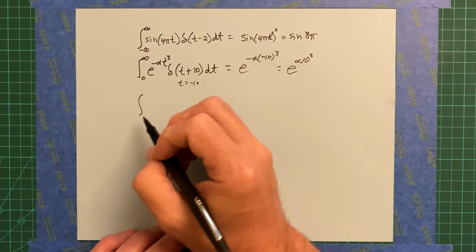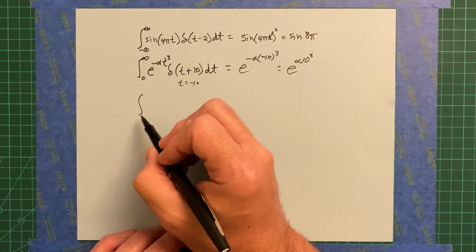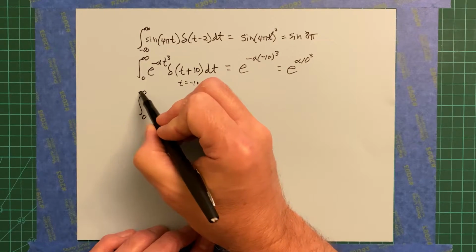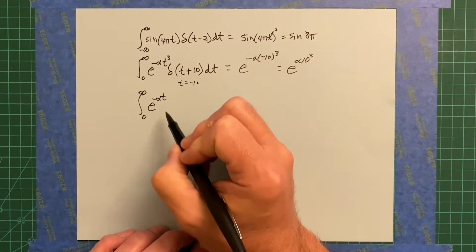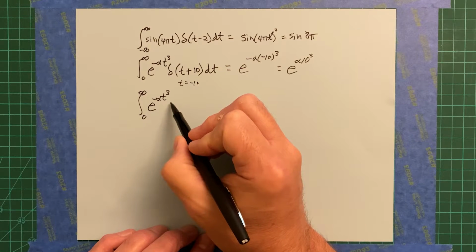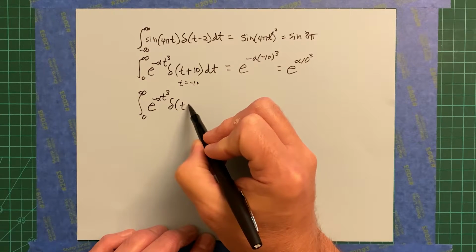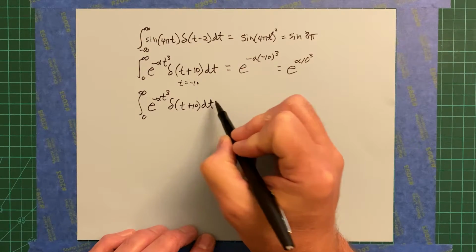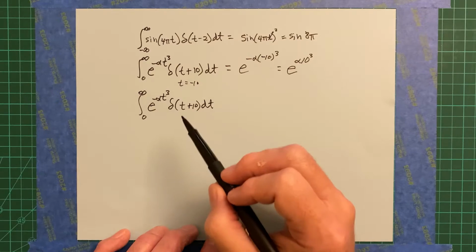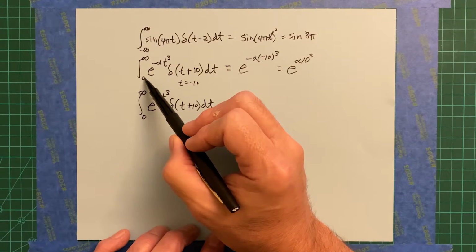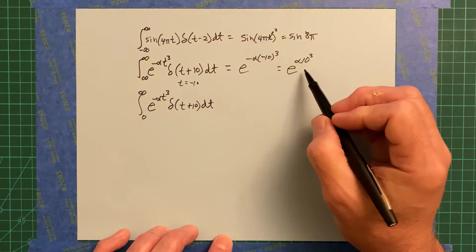Let me stick one more in here. Let's say we got the integral from 0 to infinity of e to the negative alpha t, we can make it t cubed again, times delta of t plus 10, dt. In other words, it's exactly the same thing. Okay, but all I did is, oh, wait a minute. Let me fix this. There. Now we've got the correct answer for that one.